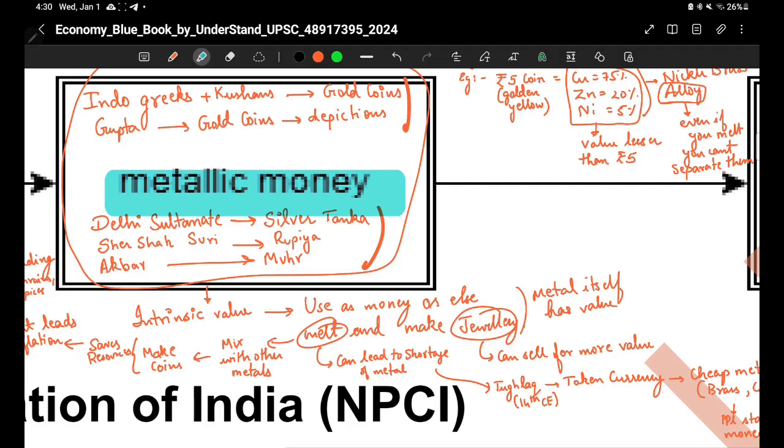It doesn't matter what you write on that. Let's say I write 5 rupees. That doesn't mean that gold coin is worth 5 rupees. That gold coin has more value than that. So it has an intrinsic value.